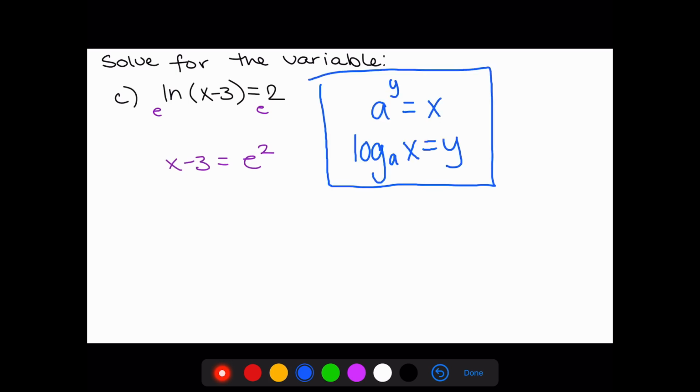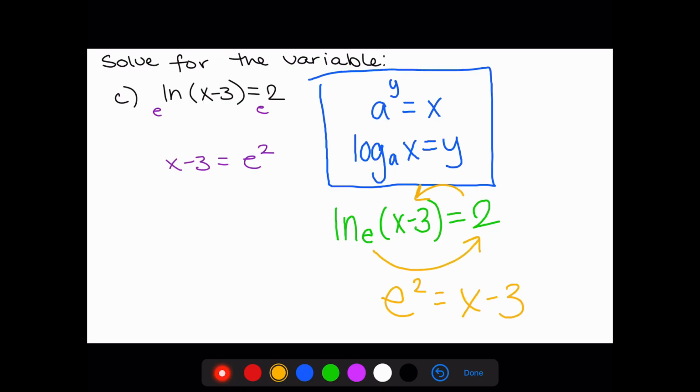Now, another way of thinking about this is you could just use the definition of a logarithm and rewrite the problem in exponential form. So what we have is log base e of x minus 3 equals 2. Using that definition that I have circled in blue, this becomes e to the 2 equals x minus 3. That's the exact same thing I had written down in purple.